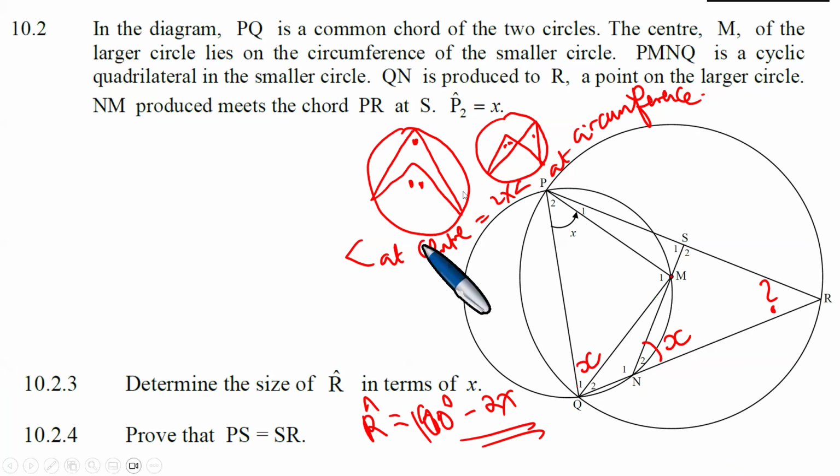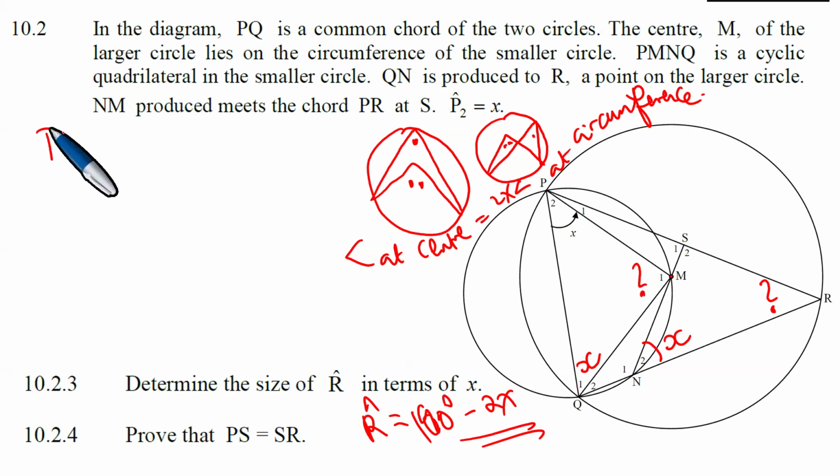What is angle M1 in terms of x in the triangle PMQ? What is the size of the angle M1? 180 minus 2x? Why? Because what is this again? Total number of angles in a triangle. The sum of angles in a triangle. Good. That's fine because I'm trying to train you.